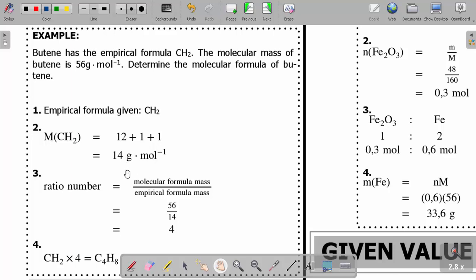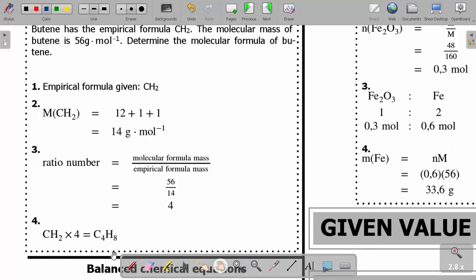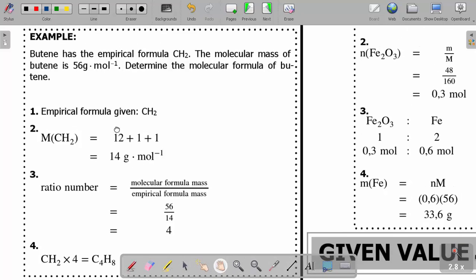Now if I look at the ratio between the molecular formula mass and the empirical formula mass, they gave me 56, so you see it. So I'm going to say molecular formula divided by empirical formula, which means 56 over 14, giving us 4. So in other words, we can say that our molecular formula is going to be C4H8. Are we together?